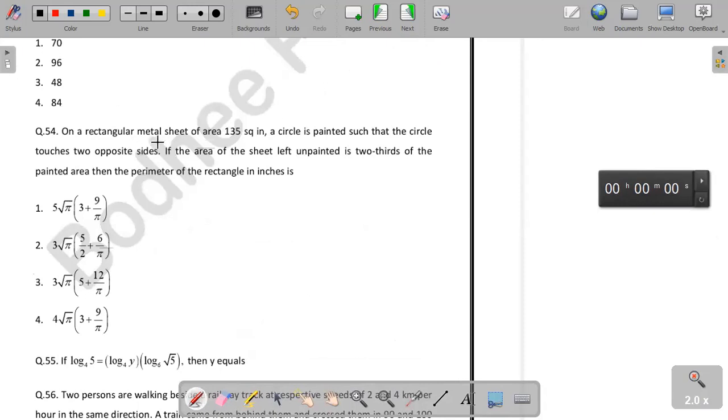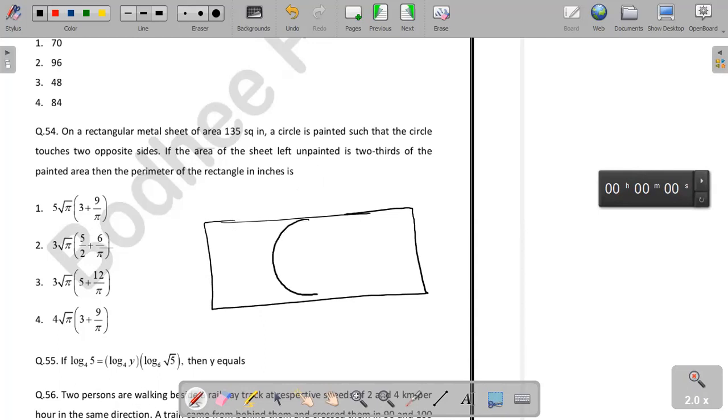On a rectangular metal sheet of area 135, so you have to understand there is a rectangular metal sheet and the area is 135. A circle is painted such that the circle touches two opposite sides. Okay, two opposite sides. Fine. If the area of the sheet left unpainted is two-thirds of the painted area. Okay, two-thirds of the painted area. So this is the type of circle.